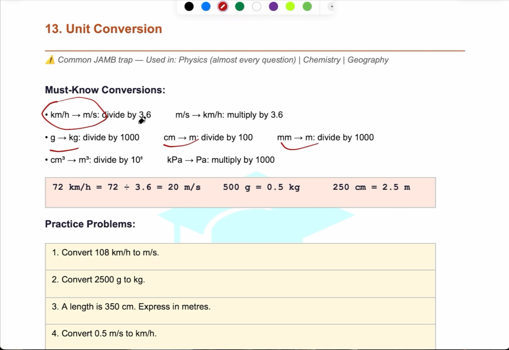Let me show you from this place. You would notice that kilometer is actually, kilo is 1000, while hour in seconds is 60 times 60. That is 60 minutes multiplied by 60 seconds. And that will be 1000 divided by 3600.